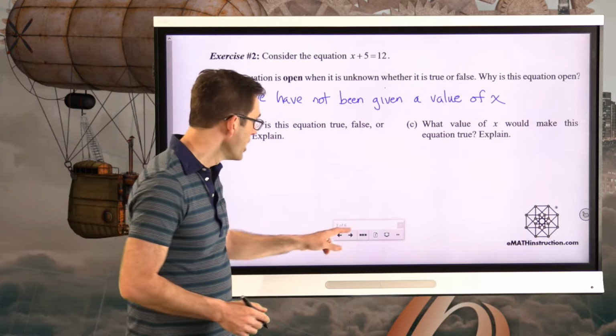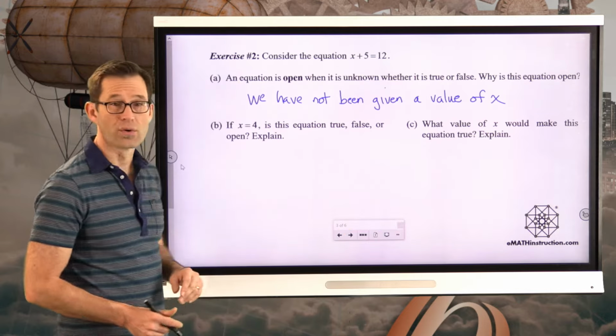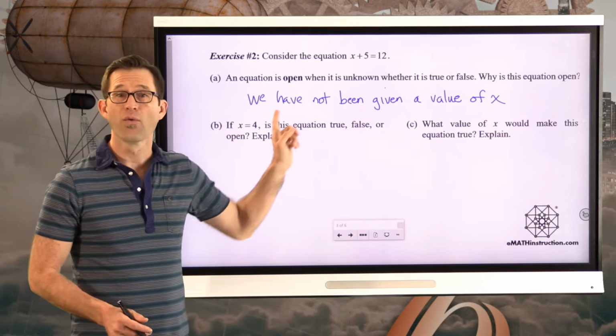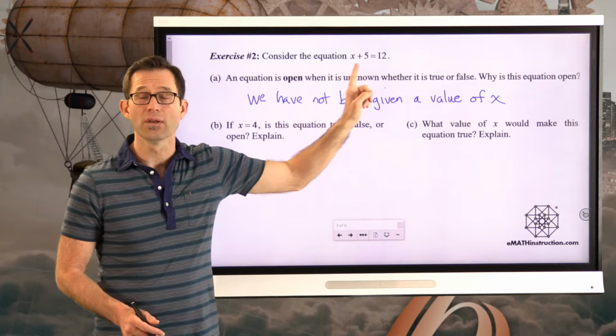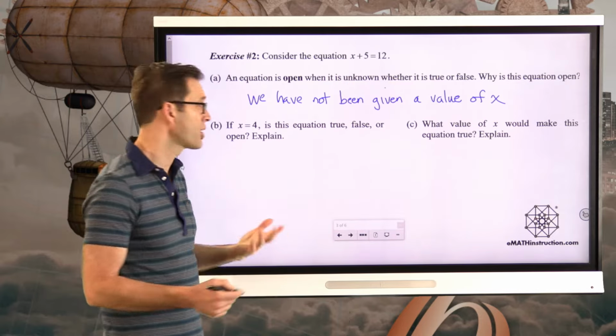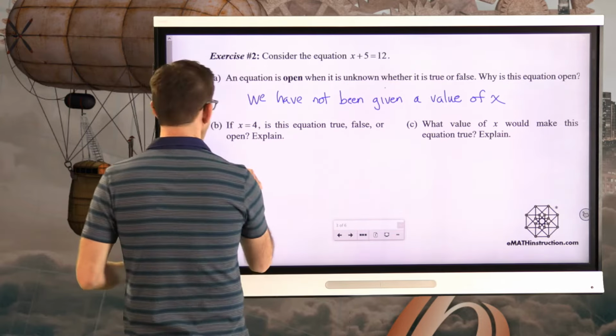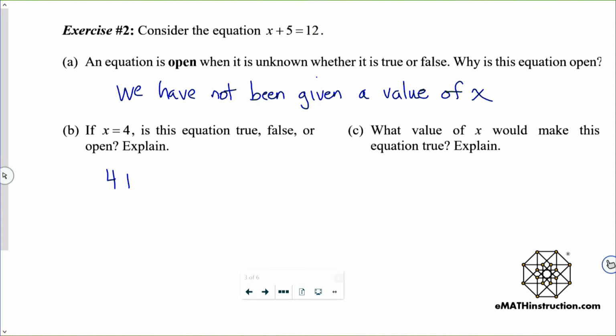All right, well, in order to figure out true, false, or open, we're now going to take x equals 4 and we're going to substitute it into the left side of that equation, or anywhere that x is. So once x is equal to 4, we can substitute it. So 4 plus 5 is equal to 12, 9 is equal to 12, and the answer then is that the equation is false.